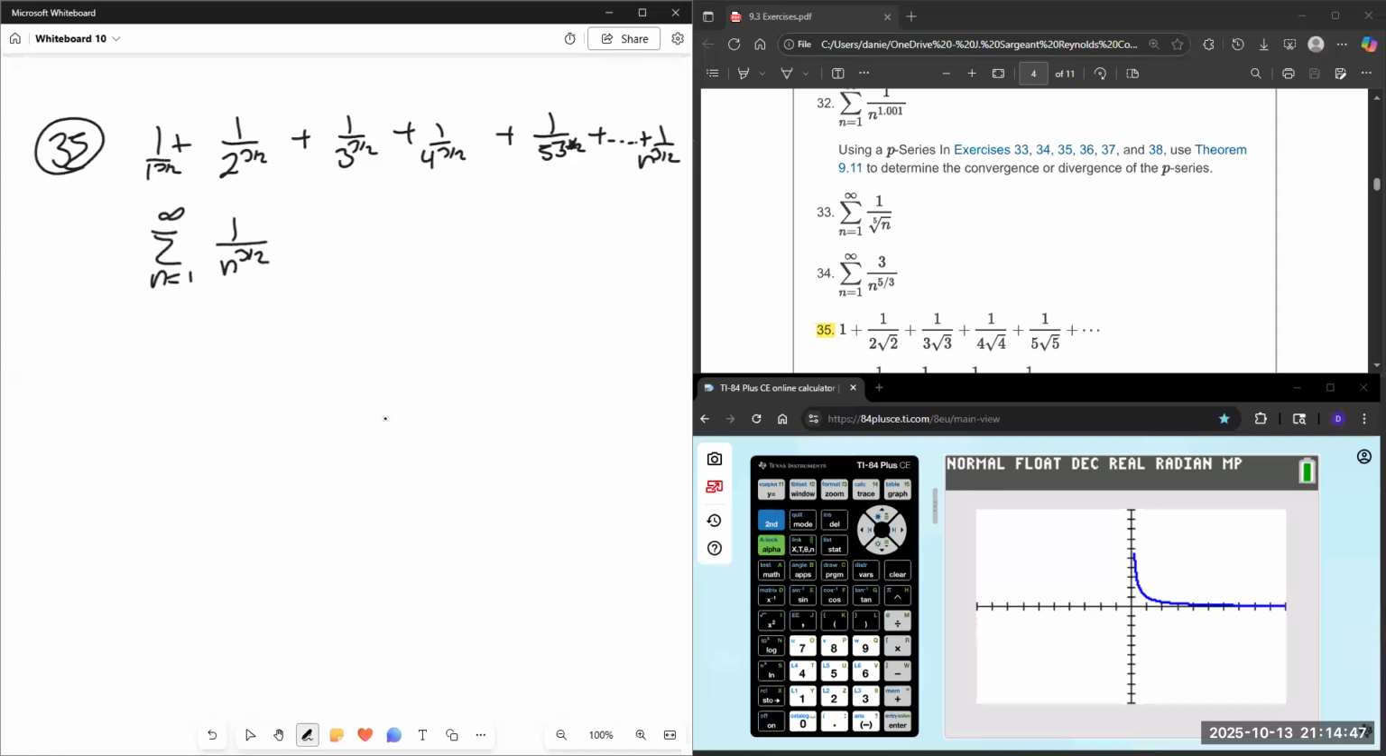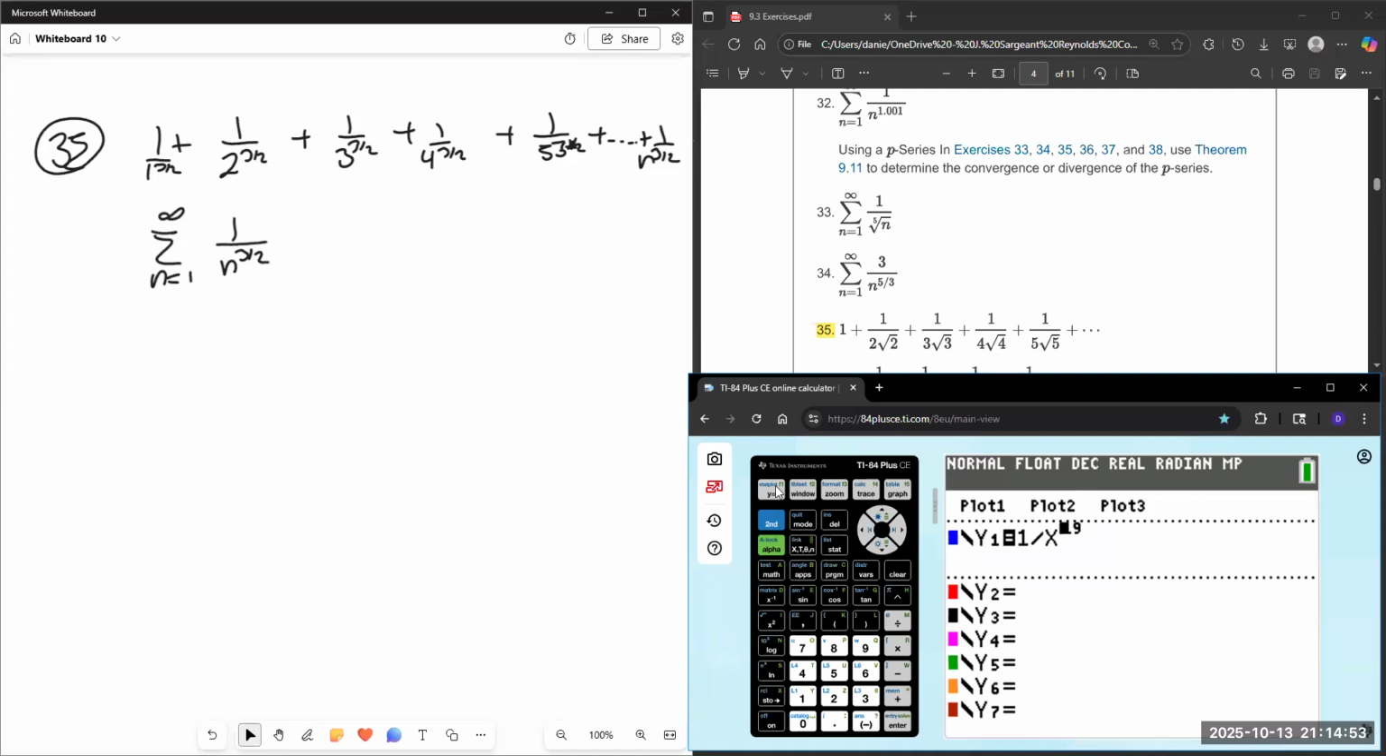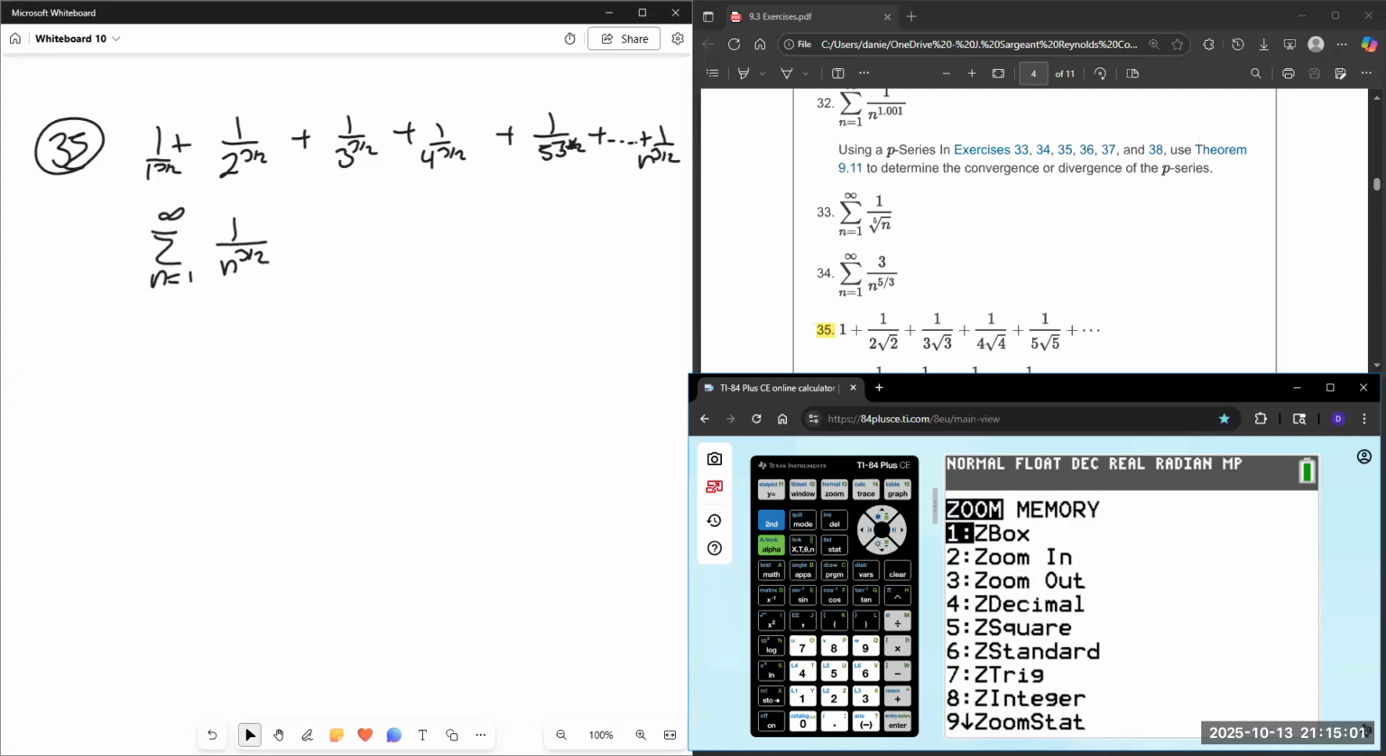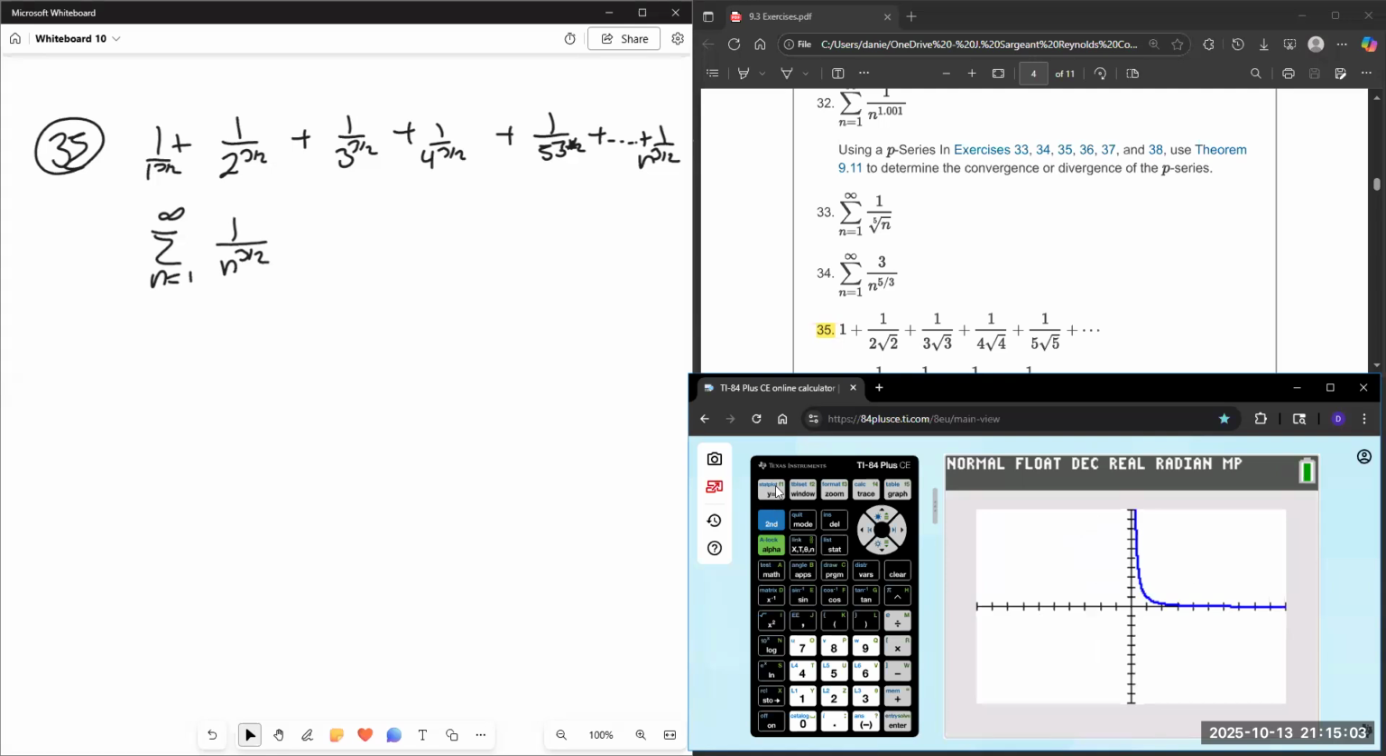And so 1 over x to the 1.5, which is 3 halves. Zoom 6. And it again appears to be positive, continuous, and decreasing. Let's check that out to be sure. So positive divided by a positive is a positive. Continuous for all x greater than 0.